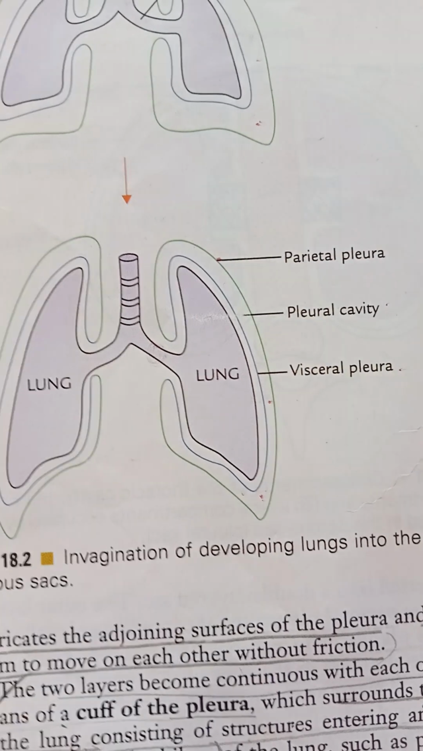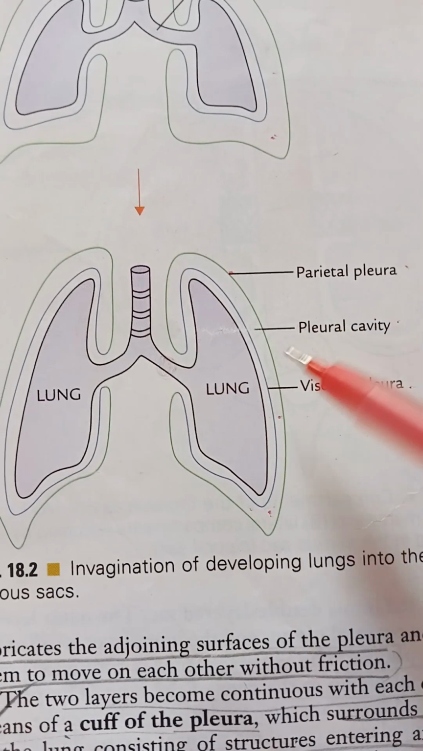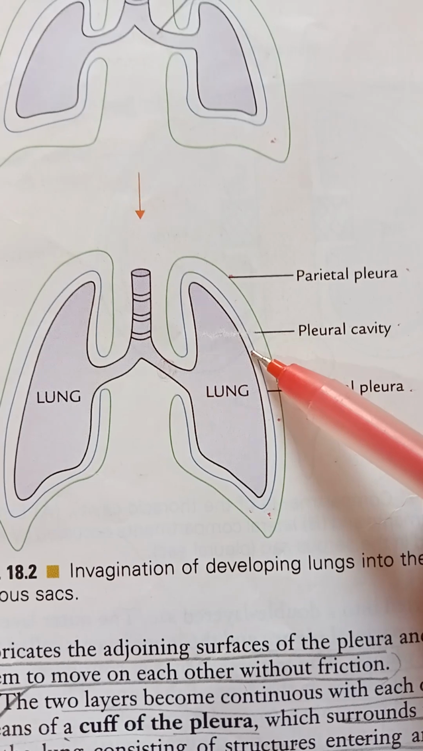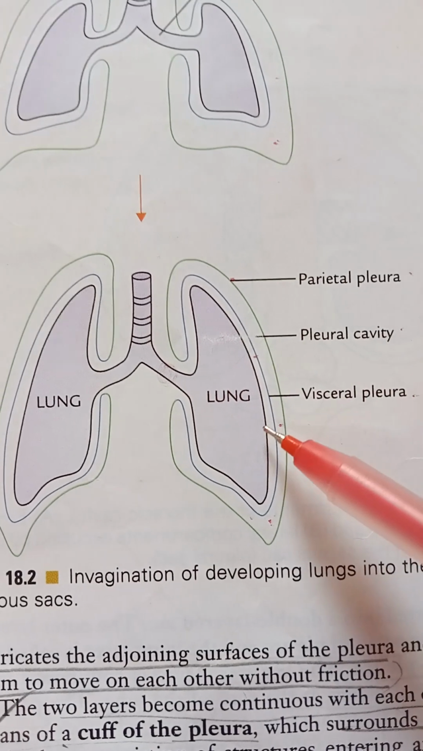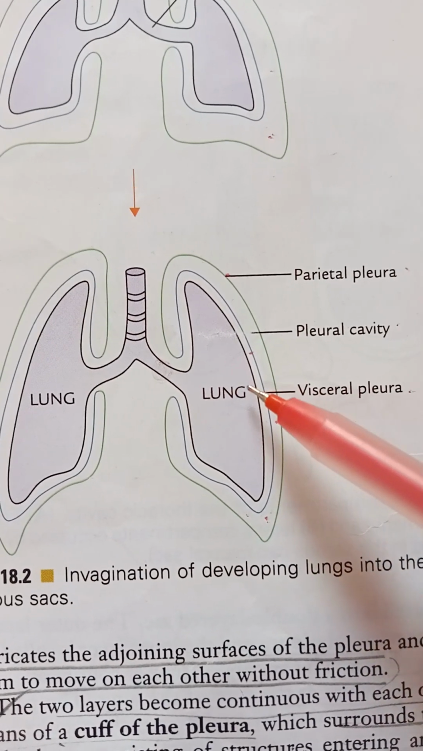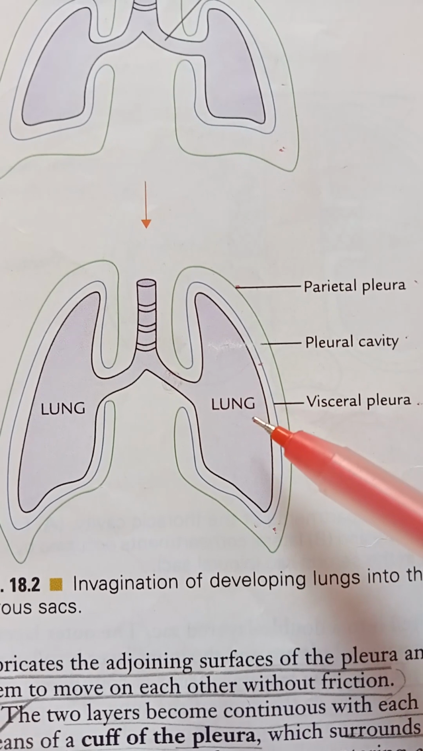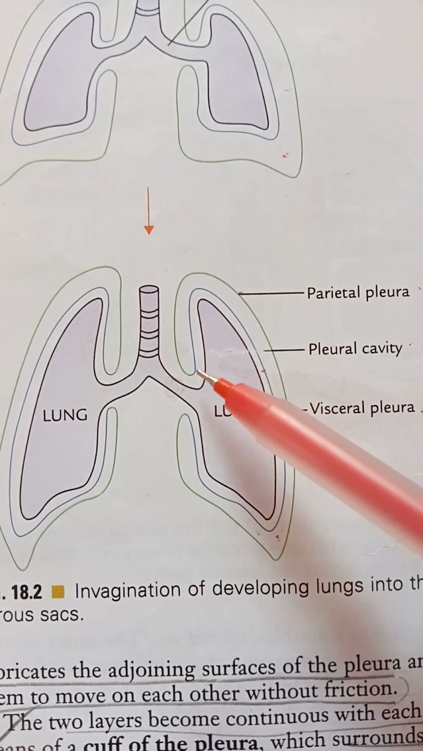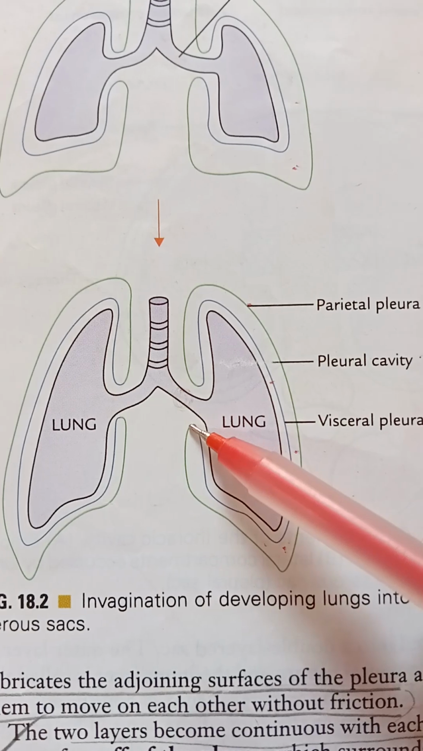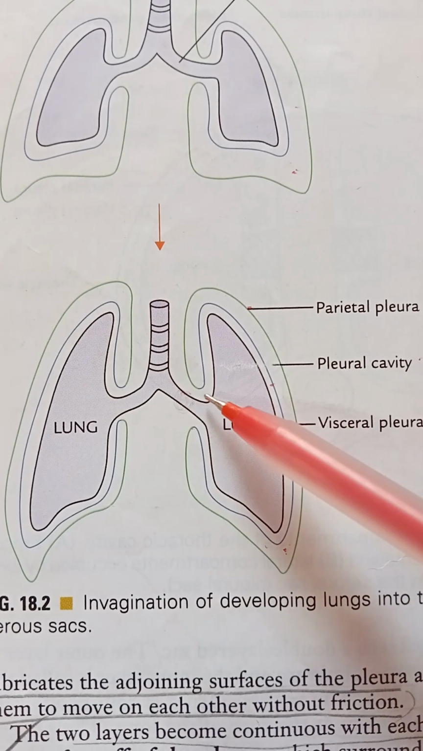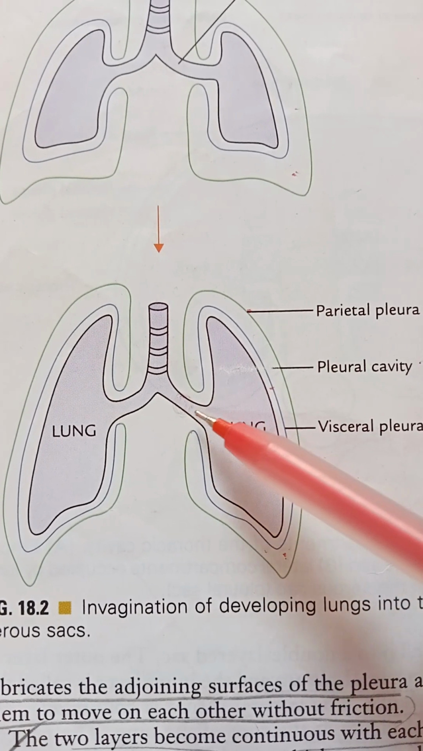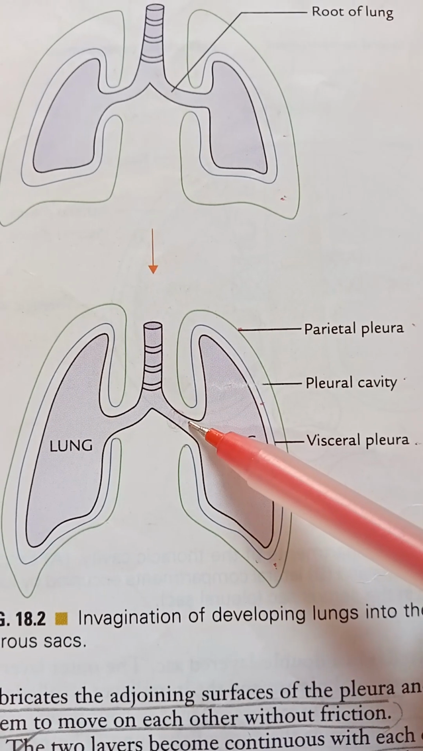The outer layer is known as the parietal pleura and the inner one is known as the visceral pleura, which is intimately attached with the surface of the viscera. And these two layers are continuous with each other at the root of the lung. Here we have to know what the root of the lung is.